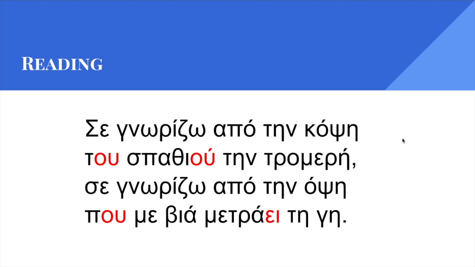Now we're going to try and do some Greek reading. So this is the first paragraph from the Ellinikos Hymnos, or the Greek national anthem. Okay, so I'm going to go through it slowly.